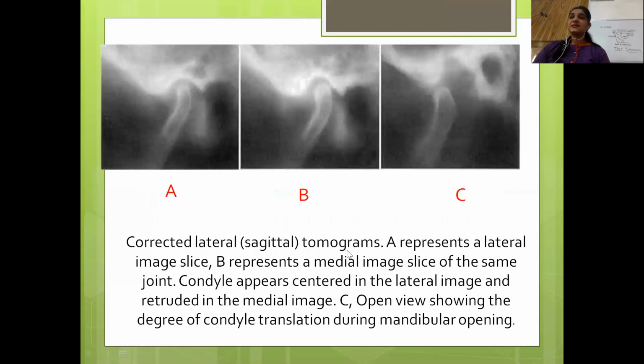So this is an image showing the CT. These are the sagittal tomograms and represent a lateral image slice. Over here we can very well appreciate B, which represents a medial image slice of the same joint, and C is an open view showing the condyle transferring from its joint space when opening the mouth, showing the degree of condylar translation during mandibular mouth opening.